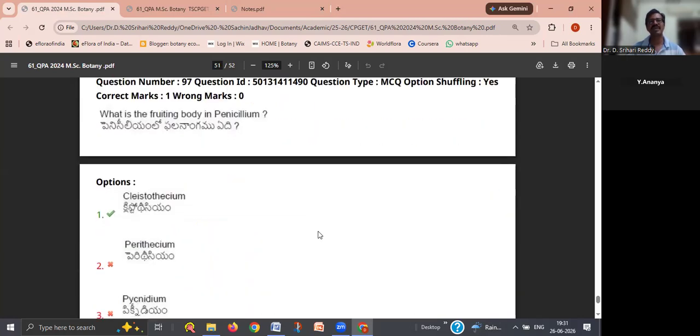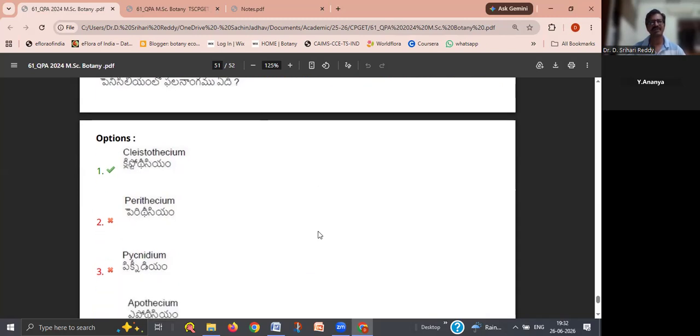What is the fruiting body in Penicillium? In Penicillium, after the sexual reproduction, one fruiting body is formed. That is called cleistothecium. There are different types of fruiting bodies: cleistothecium, perithecium, pycnidium, apothecium. Cleistothecium is a closed structure, and perithecium is an open structure. You see here.